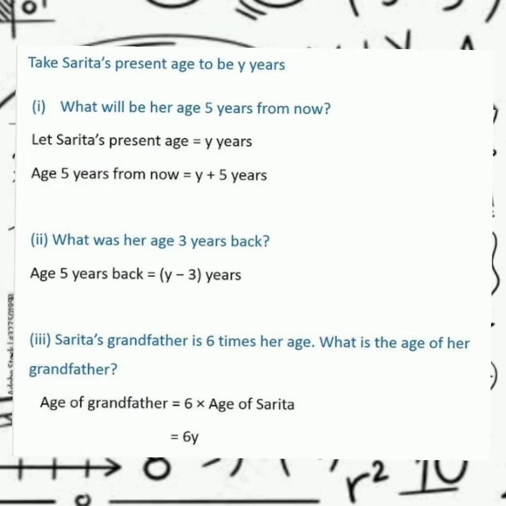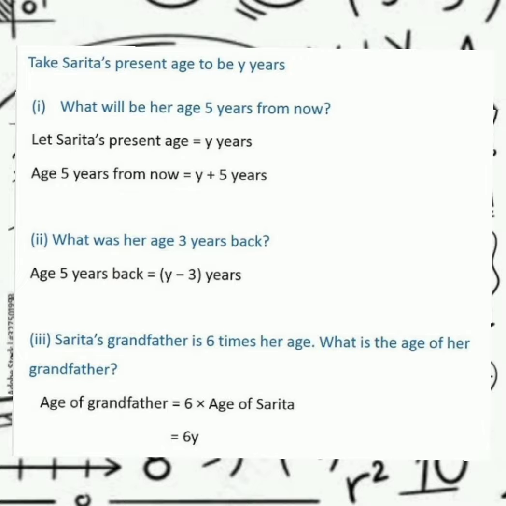Here we go. Take Sarita's present age to be y years. What will be her age 5 years from now? So the present age of Sarita is y. In the future, she will be older by 5 years. So her age will be y plus 5 years. What was her age 3 years back? In the past, she would have been 3 years younger, so her age would have been y minus 3 years.